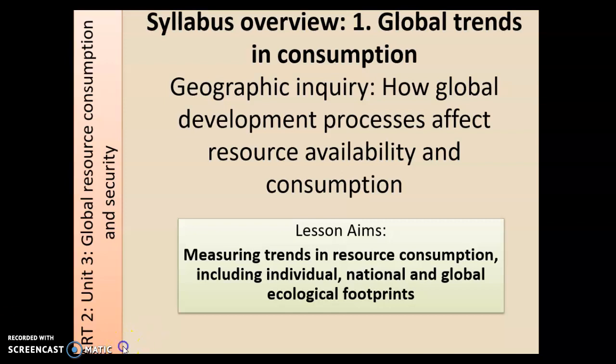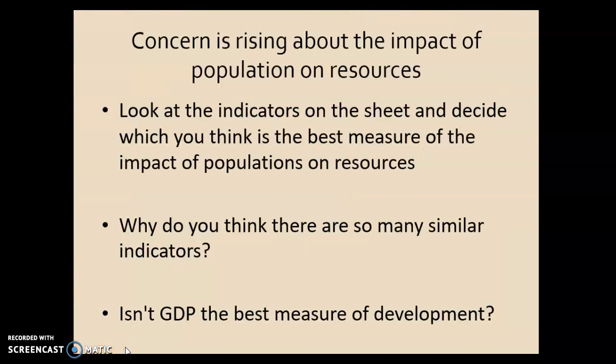Okay, so first thing you need to do is open up a document which is called indicators, and have a look at the sheet. There are 5 indicators on there, and decide which one you think is the best measure of the impact of populations on resources. There are 5 indicators as well, so have a think about why there are so many similar ones, and then have a think about whether or not you still think that GDP is the best measure of development.